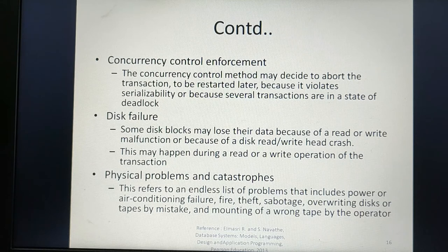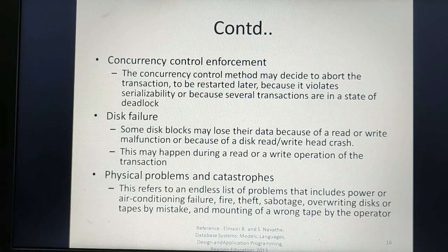Fifth, disk failure. Some disk blocks may lose their data because of a read or write malfunction or because of a disk read or write head crash. This may happen during a read or write operation of the transaction.